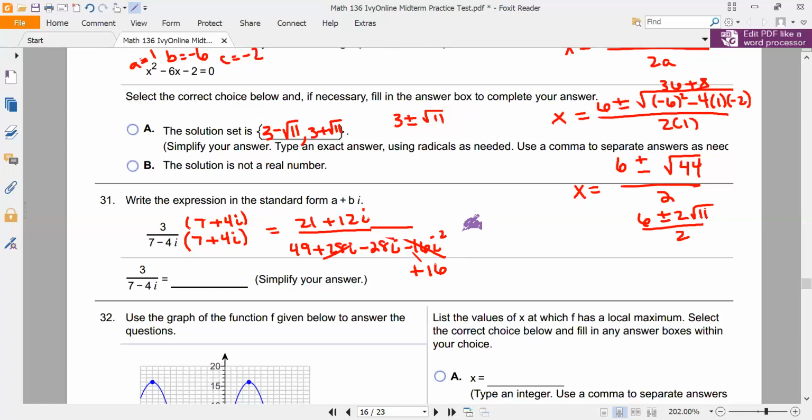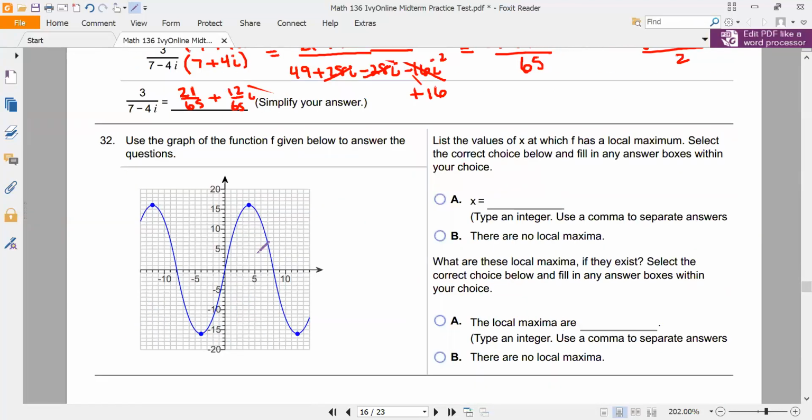The middle terms also cancel. So this is 21 plus 12i all over 49 plus 16, which is 65, I believe. Yes. And then we need to break it into the a plus bi format. So this is a step that'll get you if you don't do this. You have to do the 21 over 65 as your first part. That's your real number part. And then plus 12 over 65 i. And again, you would want to check and see if each of those is reducible or not. Just using your calculator, you can check that, but they're not.